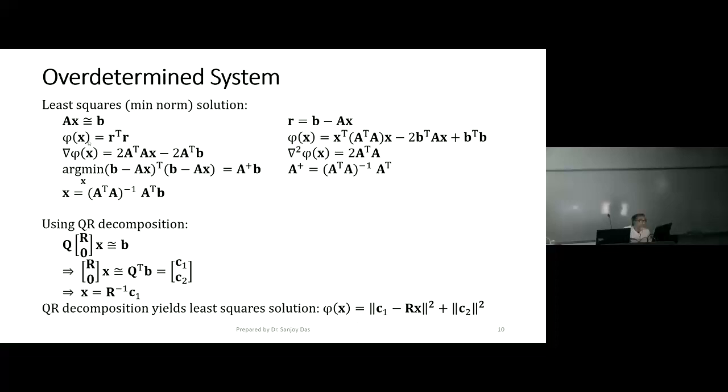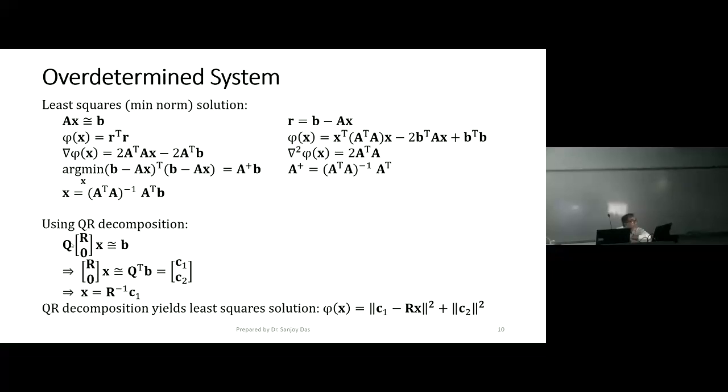This is the argument, the function that I was trying to minimize, and we have shown that this is equal to this function. It can be expressed in this manner. And C2, obviously we have to ignore. All we can strive to do is satisfy this part, make C1 equal Rx so that this becomes 0.